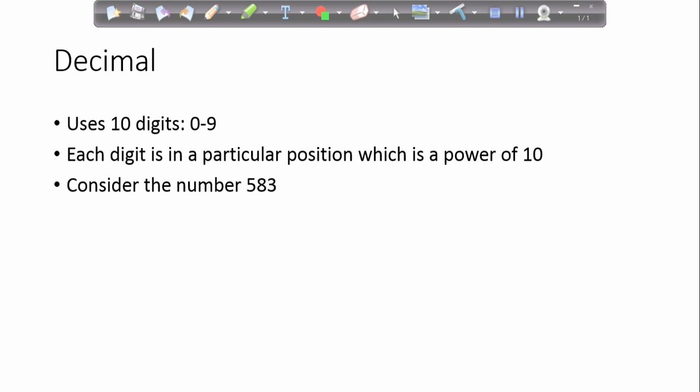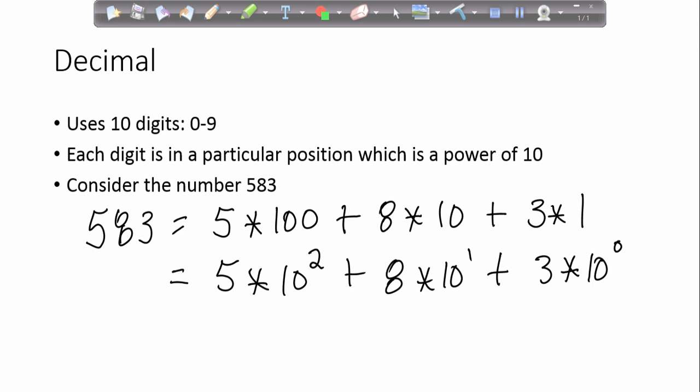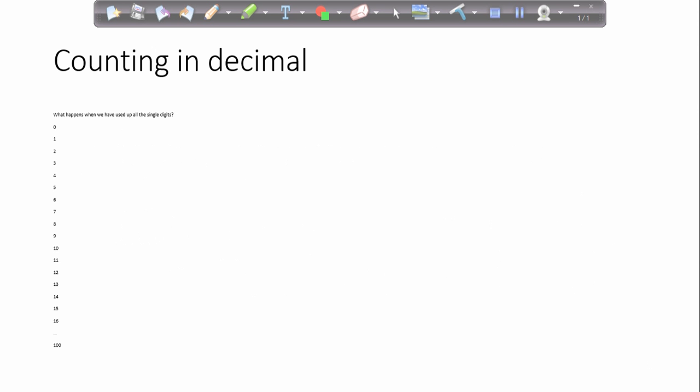So let's consider this number 583. The first line here shows that my 583 is equal to 5 times 100 plus 8 times 10 plus 3 times 1. If we look at that in more scientific notation, that's 5 times 10 to the power of 2 plus 8 times 10 to the power of 1 plus 3 times 10 to the power of 0. Just remember that any number to the power of 0 is 1. That's why we call it the ones position.